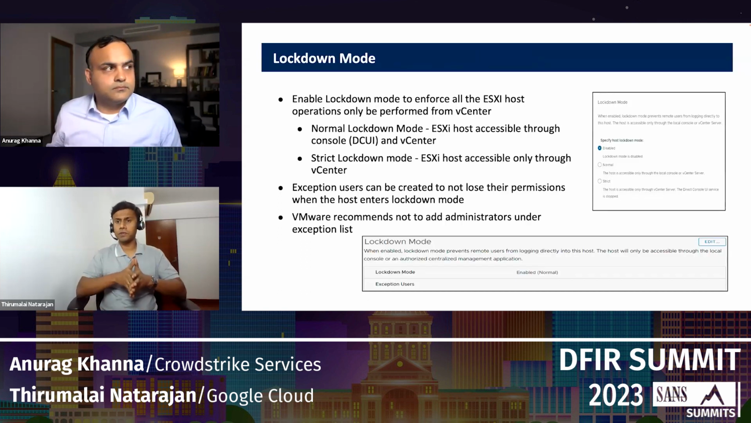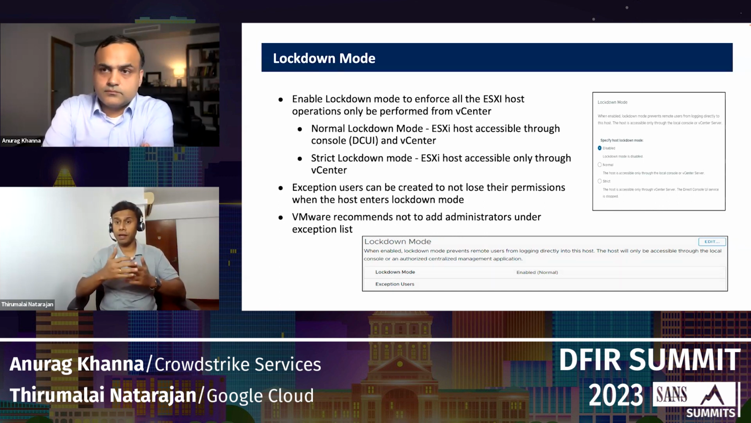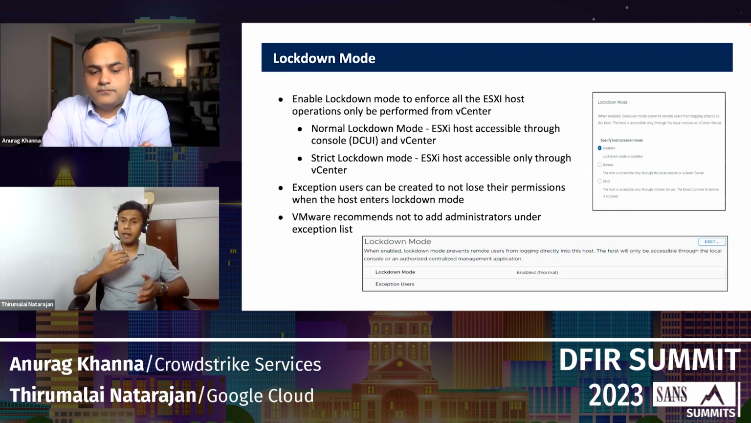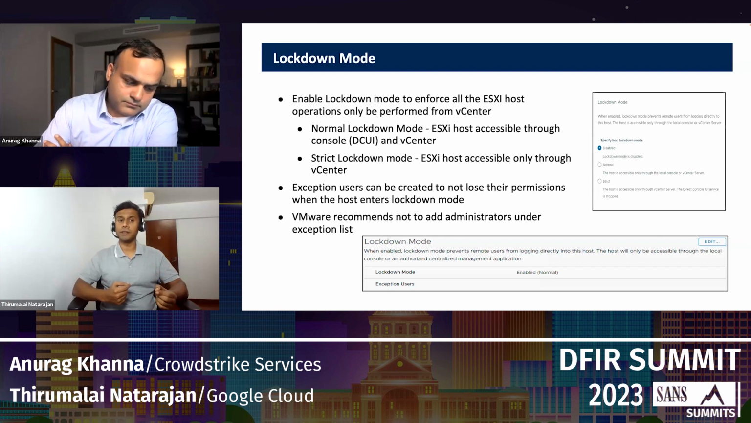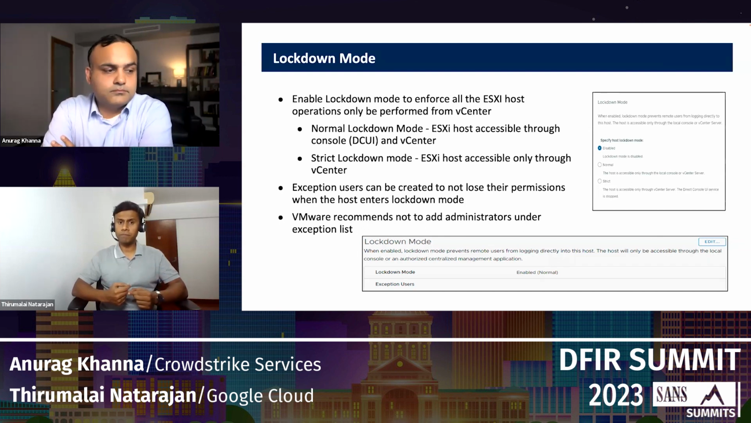We have seen organizations generally disable the SSH service in the ESXi host, but still they allow web services. Threat actors can enable the SSH service back by just making API calls. So that's why we recommend you to enable lockdown mode. When lockdown mode is enabled, it will enforce all the ESXi host operations to be performed only through vCenter. So there are two settings: normal lockdown mode, where the ESXi host is accessible through console as well as through vCenter. In strict lockdown mode, the ESXi host is accessible only through vCenter.